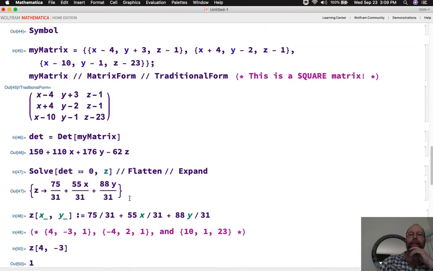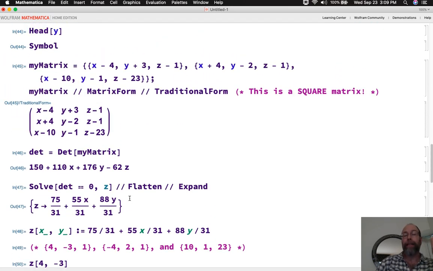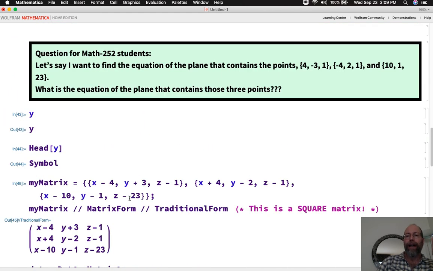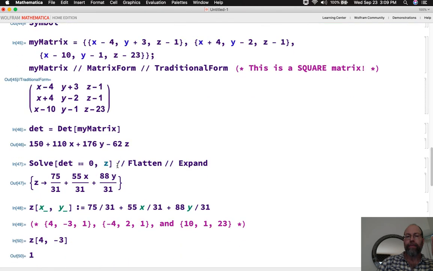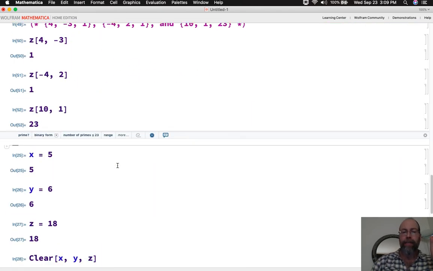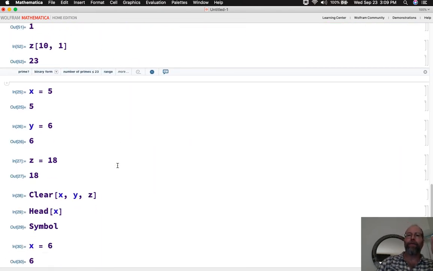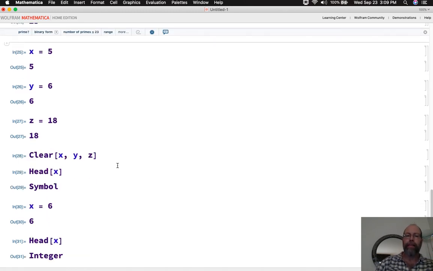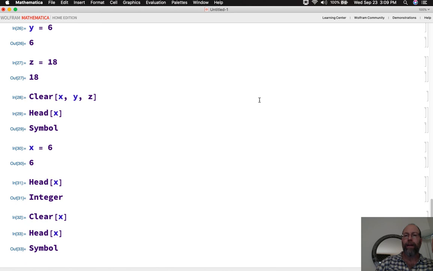Okay, so that's, in my opinion, a really good way to figure out the equation of a plane if you're given 3 points in that plane. Okay? Okay, this video has gotten long enough. Hopefully you've learned something about vectors, and hopefully you've learned something about Mathematica. And I think we are done for today.